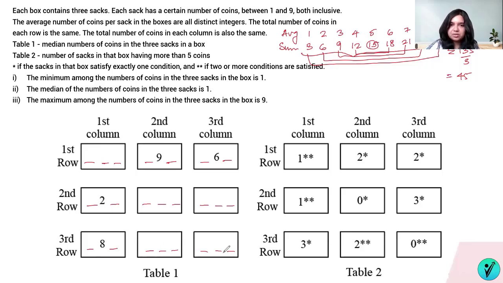Same likewise for column 3, column 2, column 3. Likewise for column 2 and column 3, and for row 2 and row 3 as well, right? So everything should add up to 45. That's the whole understanding of this.